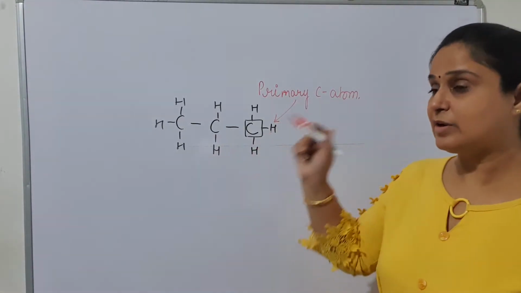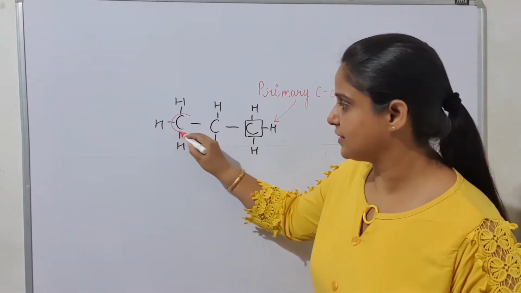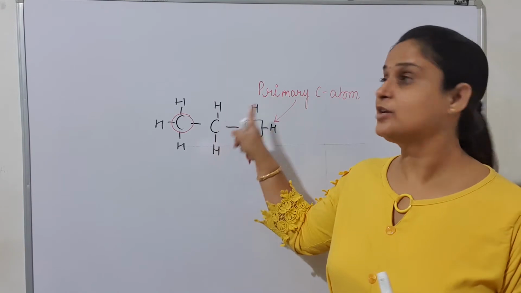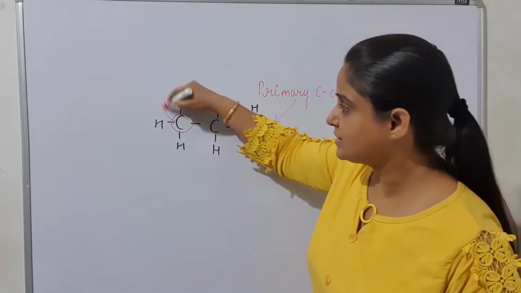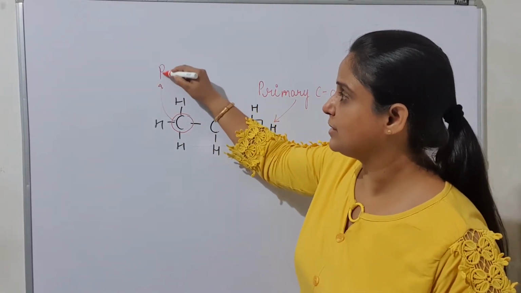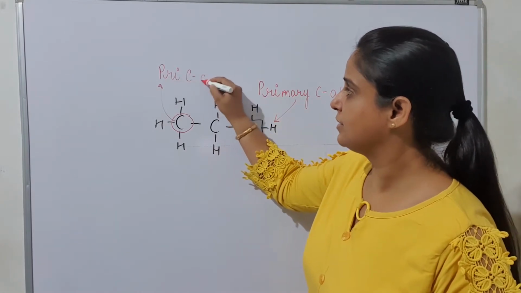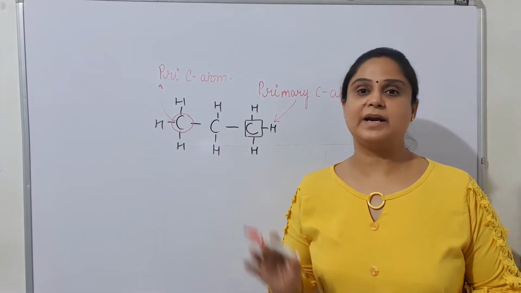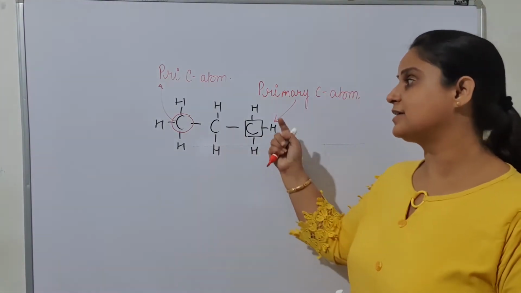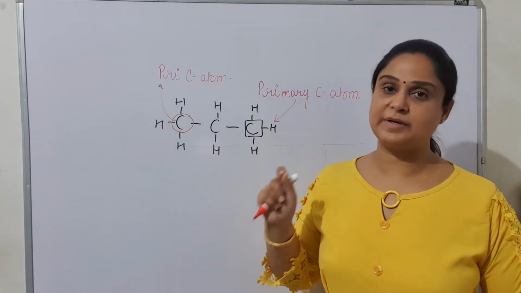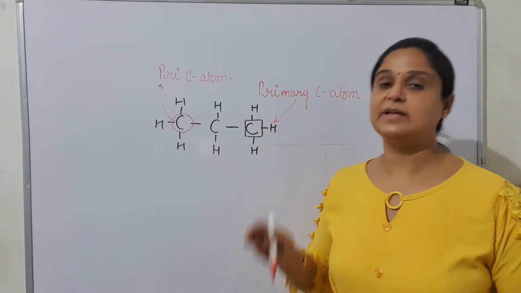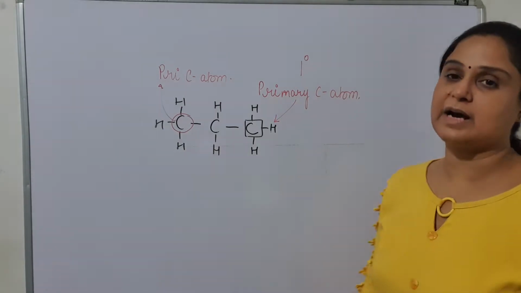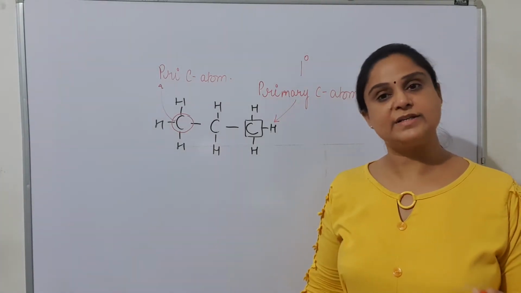Okay, so we have this carbon atom as primary carbon atom. Let's see one more carbon atom here, this one. This carbon atom is also connected with only one carbon atom. So in this particular compound, this carbon is also primary carbon atom. Is it clear? So primary carbon atom is that carbon atom which is connected to only one carbon atom. Primary carbon atom can also be indicated by 1 degree carbon. 1 degree carbon or primary is the same thing.